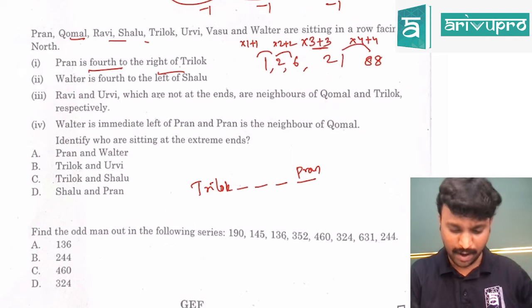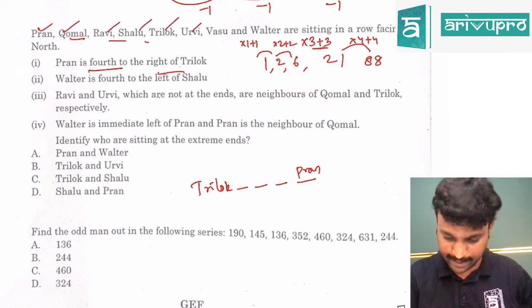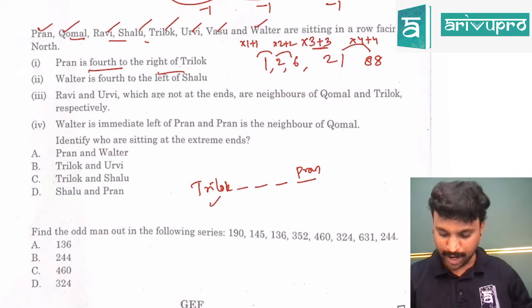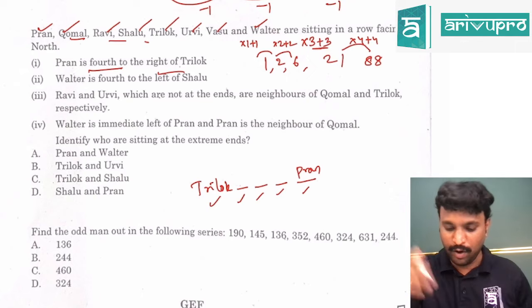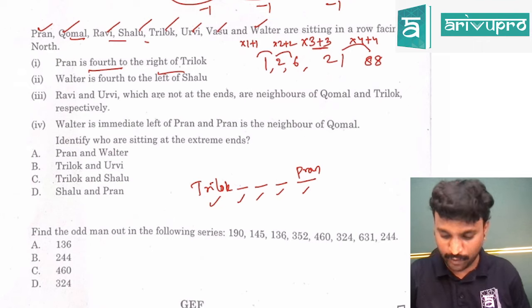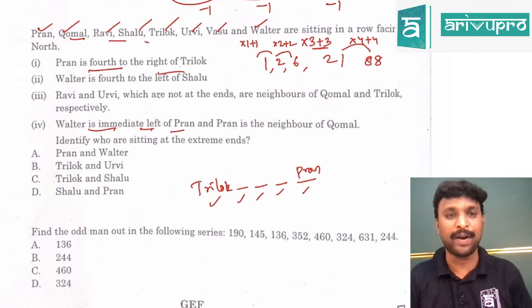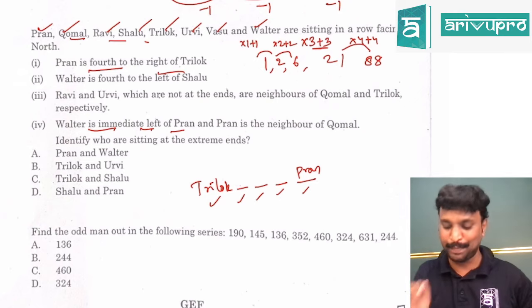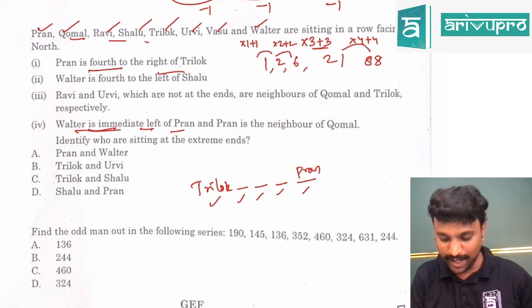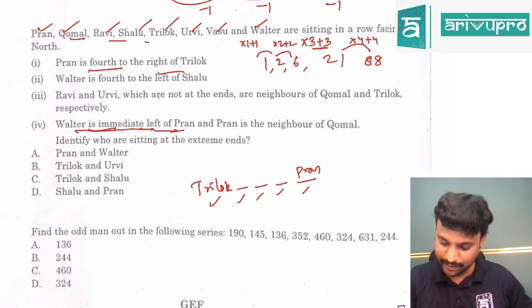Total how many positions? 1, 2, 3, 4, 5, 6, 7, 8. So how many positions we have marked? 1, 2, 3, 4, 5. So 3 more positions are there. Okay. Now look for the next statement, which is a sure one. Walter is immediate left of Pran. Why have I moved to this particular statement? Because Pran we have already marked. Walter is immediate left of Pran. So definitely Walter should be at this position.